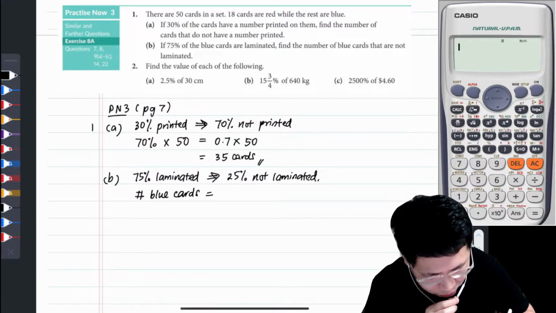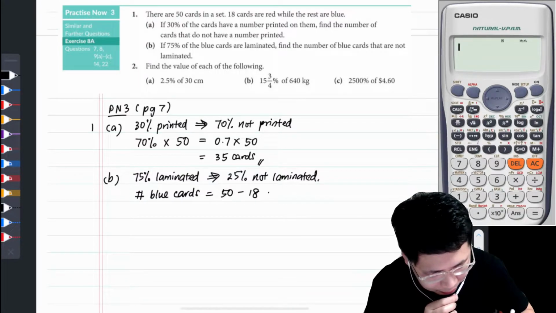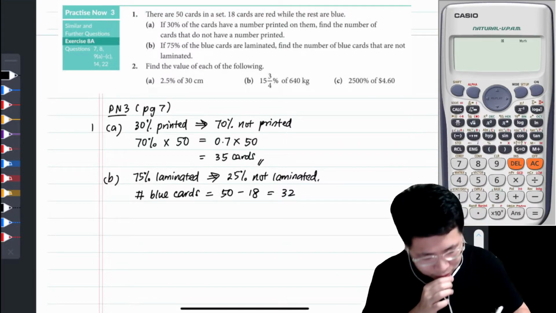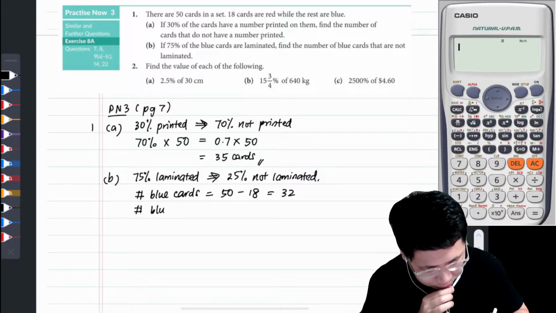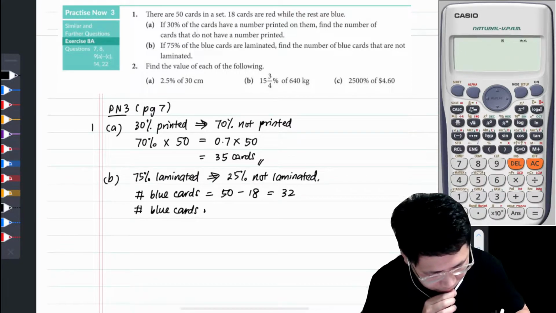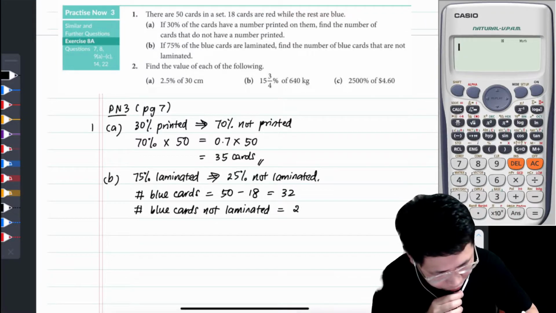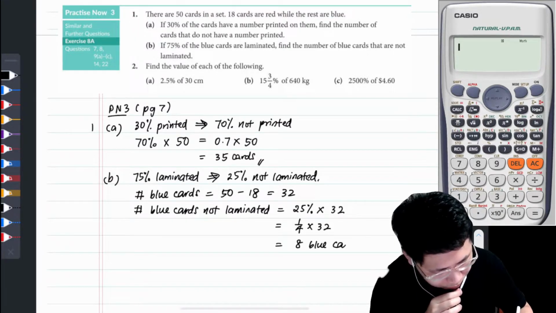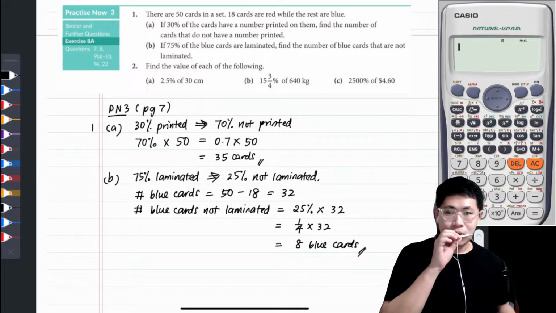So the number of blue cards is just 50 cards minus 18, so I have 32 blue cards. Then the number of blue cards not laminated, okay, so this is 25% not laminated, right? So 25% of 32 times 32. So this is actually 25% is 0.25 or 1 over 4 times 32. So this will equal 8 blue cards which are not laminated. Okay, so there you go.